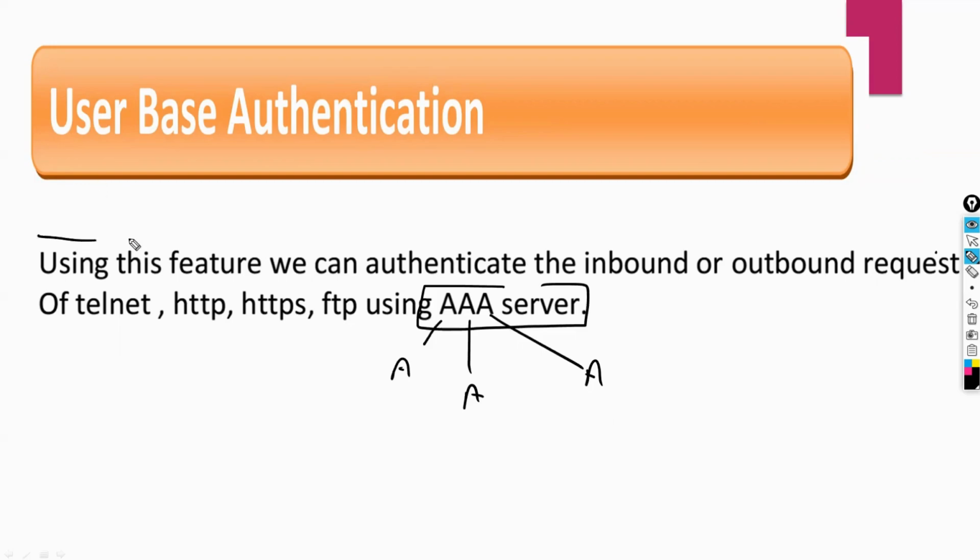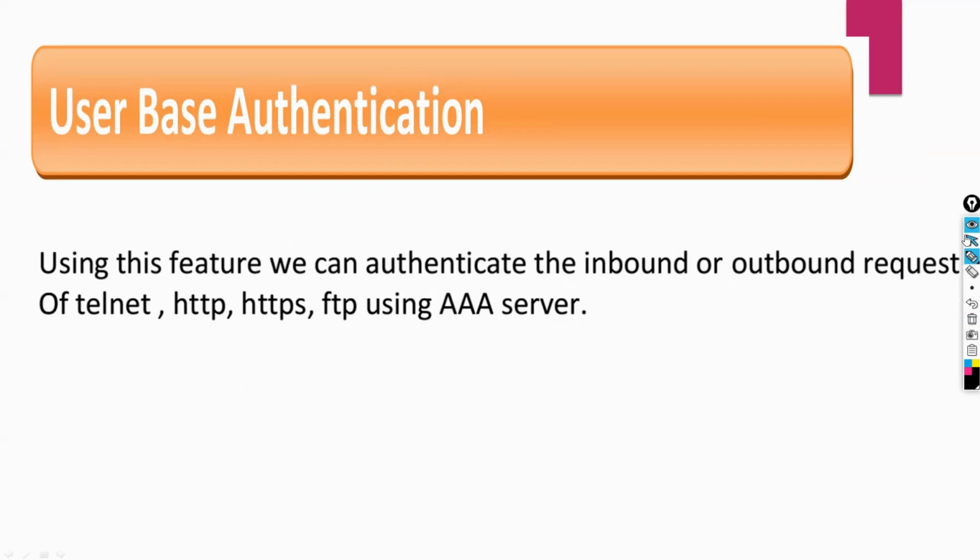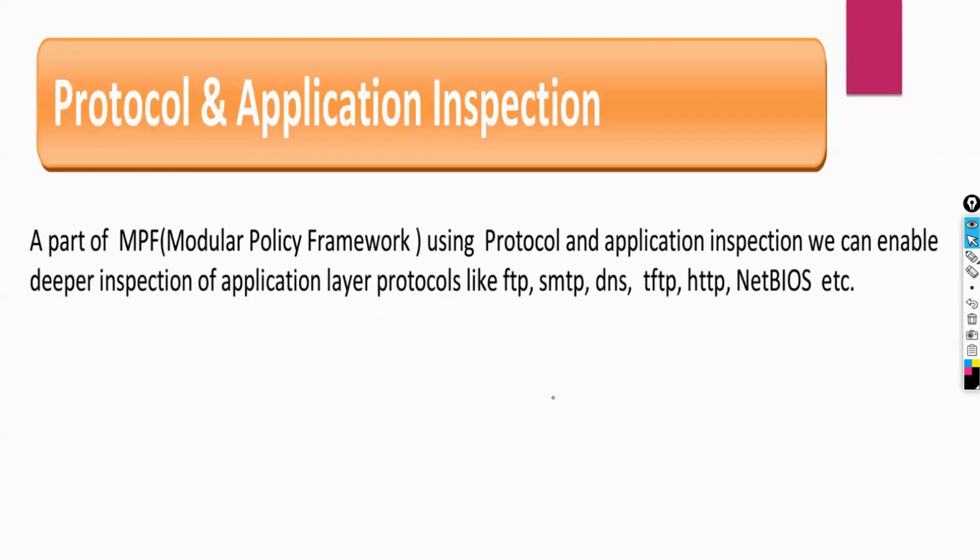Using this feature, we can authenticate our inbound or outbound requests for Telnet, for HTTP, for HTTPS, for FTP using an AAA server. Like AAA we can configure on a Cisco router, the same we can implement on the Cisco ASA firewall. So will the Cisco firewall act as an AAA server? No, it does not act as an AAA server.